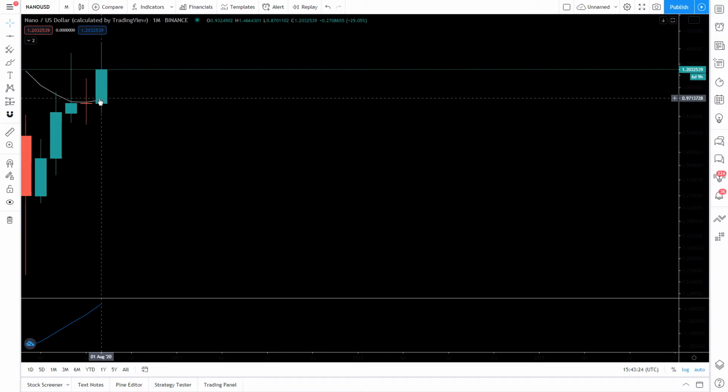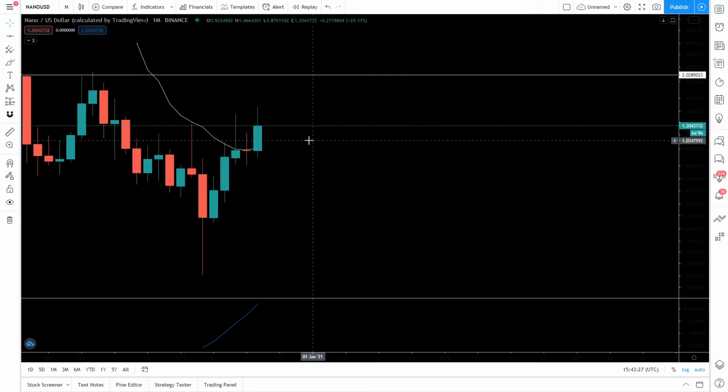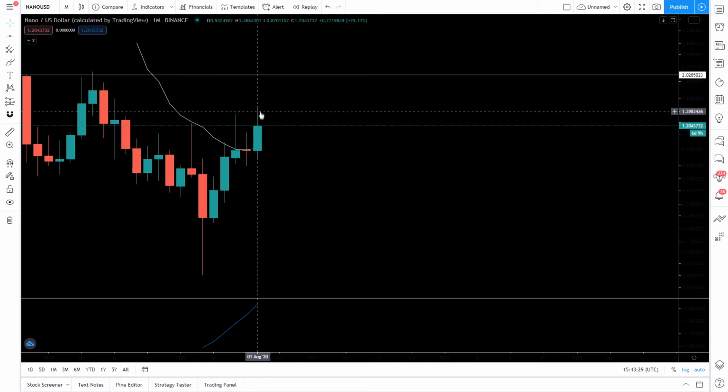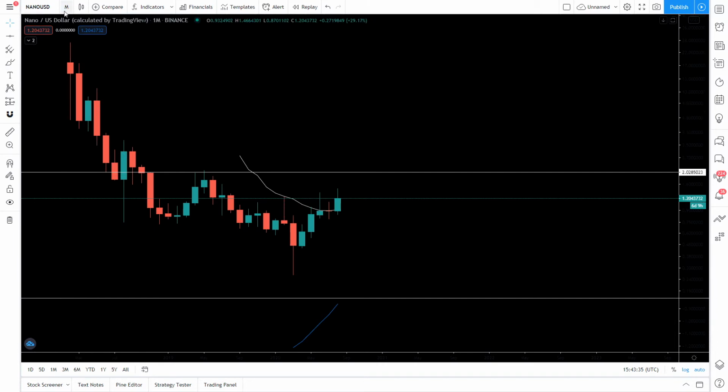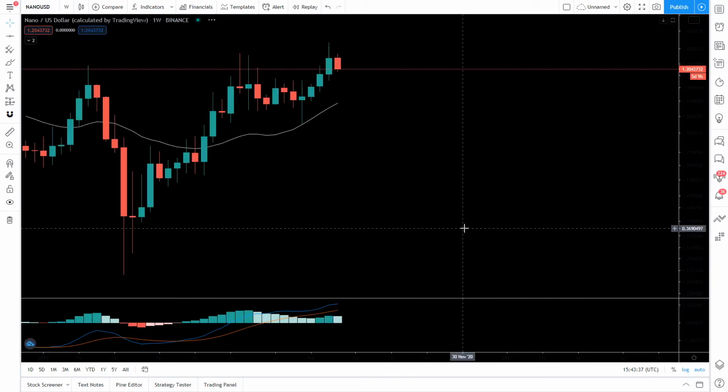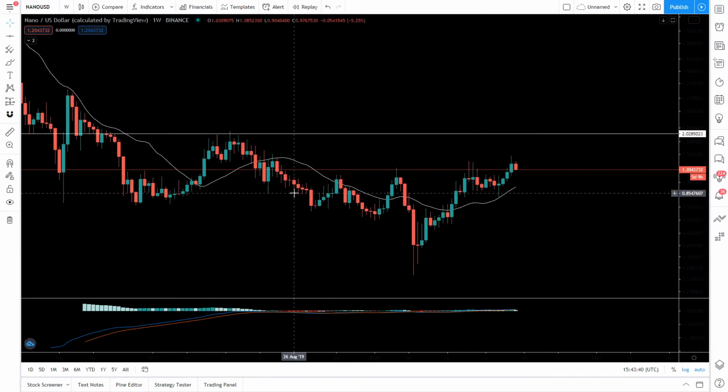The month of August has been brilliant for Nano. We have been able to close above this line, and we are right now hovering around $1.2. This is good for Nano in the long term. So this is a good time to get into Nano if you are a long-term trader.